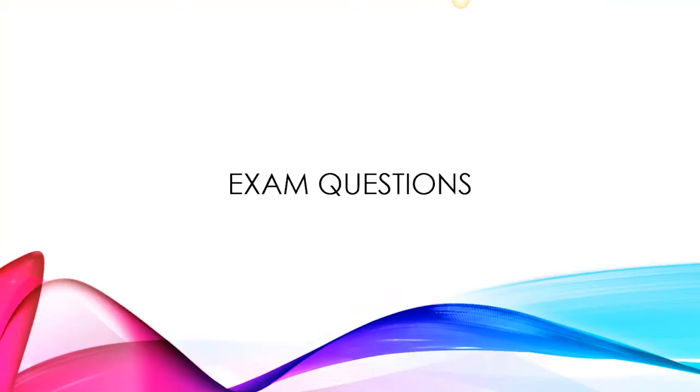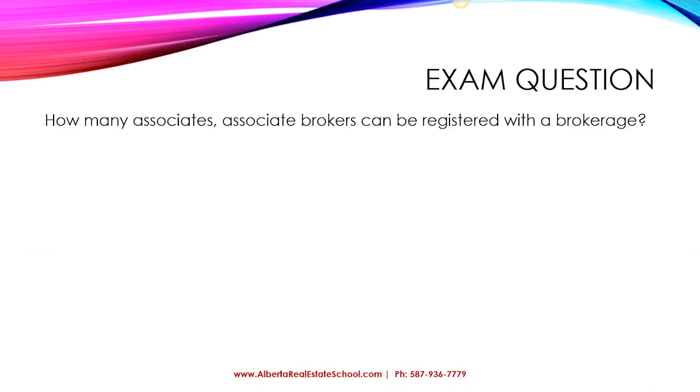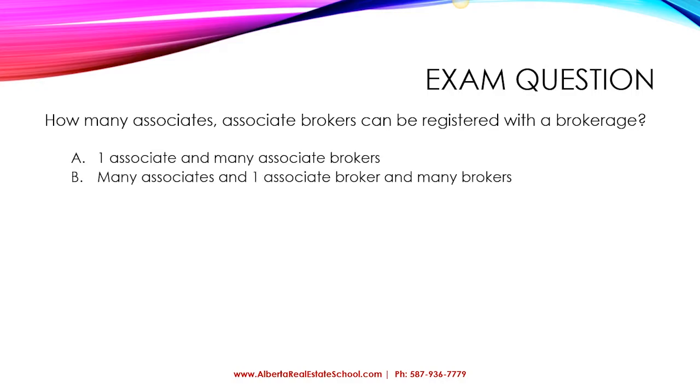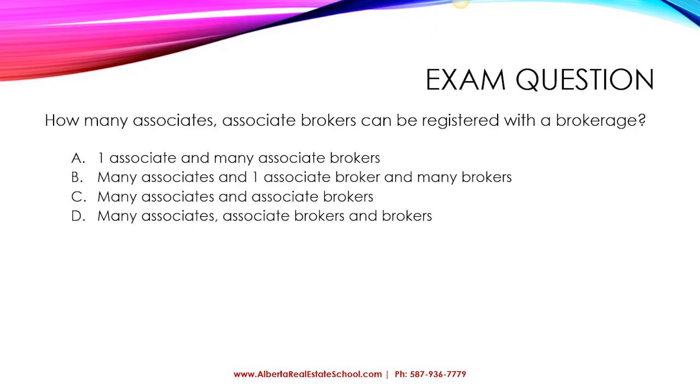Now let's take a look at some of the exam questions that we may see around this topic. The question is, how many associates and associate brokers can be registered with a brokerage? And the options are: A, 1 associate and many associate brokers; B, many associates and 1 associate broker and many brokers; C, many associates and associate brokers; and D, many associates, associate brokers, and brokers. And the correct answer is C.